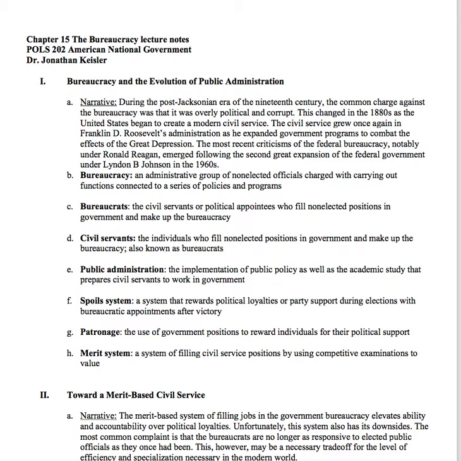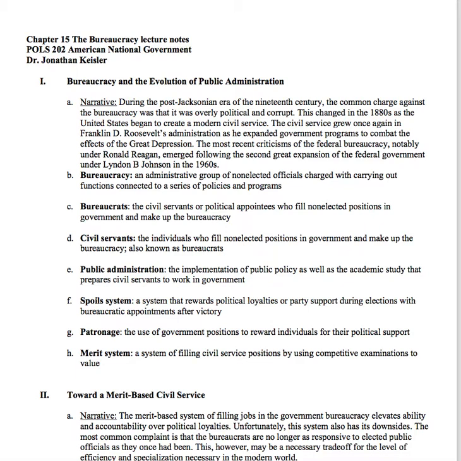Public administration, what's that? It's the implementation of public policy as well as the academic study that prepares civil servants to work in government. What's a spoil system? It's a system that rewards political loyalties or party support during elections with bureaucratic appointments after victory.